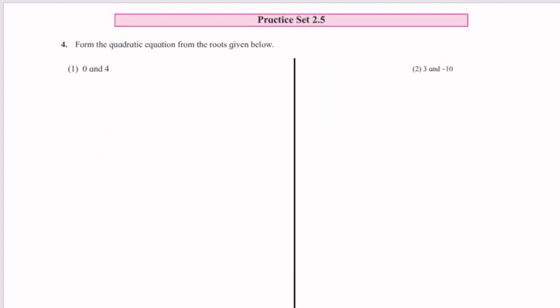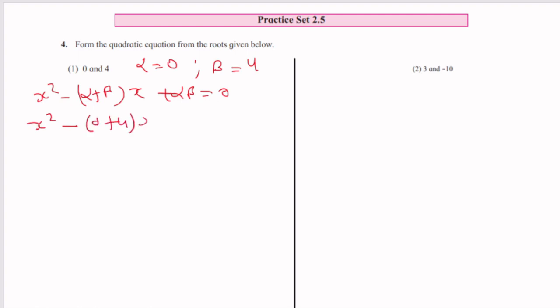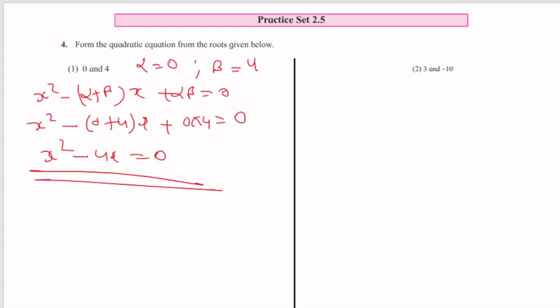Question number 4: form the quadratic equation from the roots given. The roots are already given: one root α = 0 and another root β = 4. And your equation is x² − (α + β)x + αβ = 0. Just substitute the values: α is 0 and β is 4. Here 0 into 4 is 0, which you can write or skip. So x² − 4x + 0, no need to write, = 0. This is your equation. Very simple.